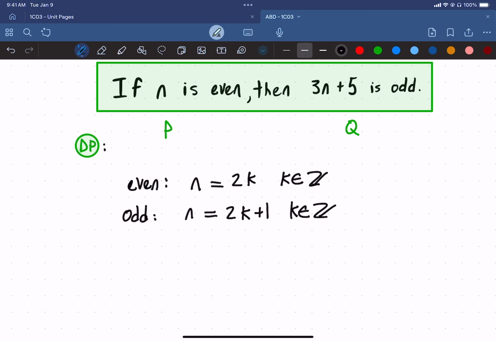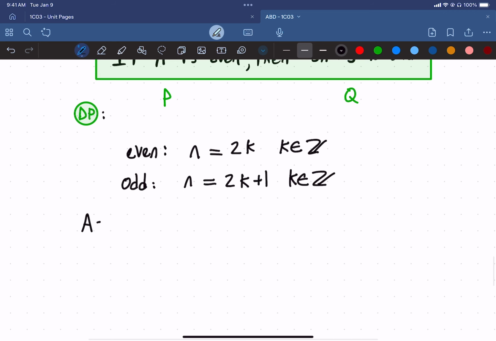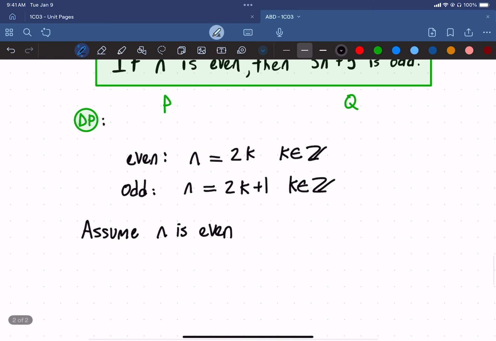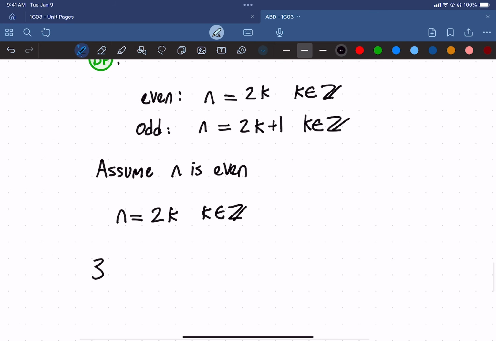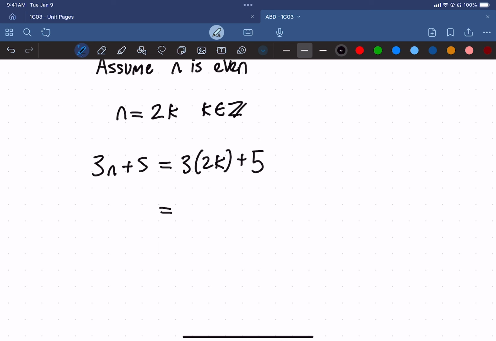So let's assume that n is even. By assuming n is even, we can say n is equal to 2k. So if n is equal to 2k, then 3n plus 5 is equal to 3 times 2k plus 5. By doing some more algebraic manipulation, we can get to 6k plus 5.